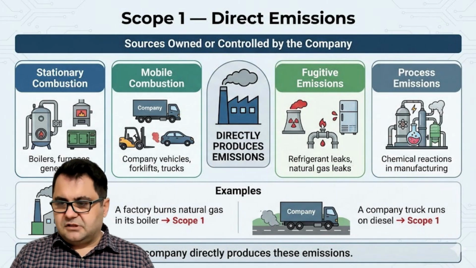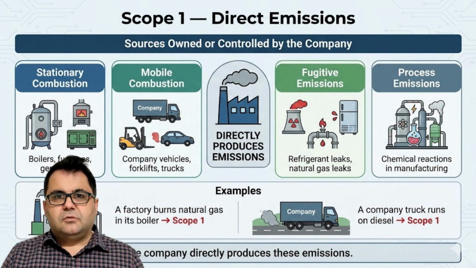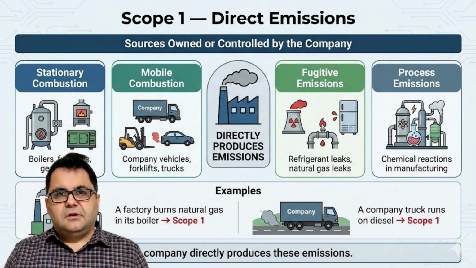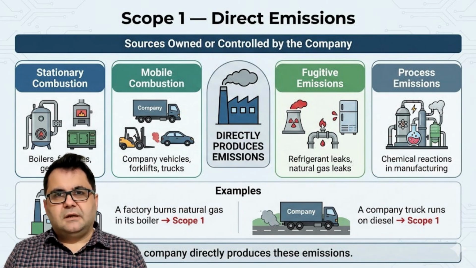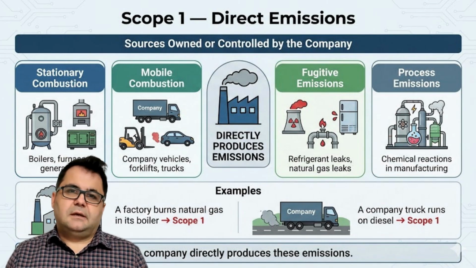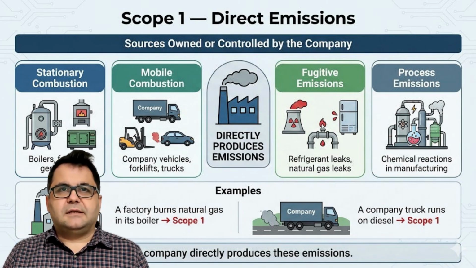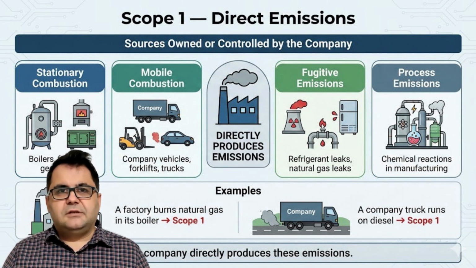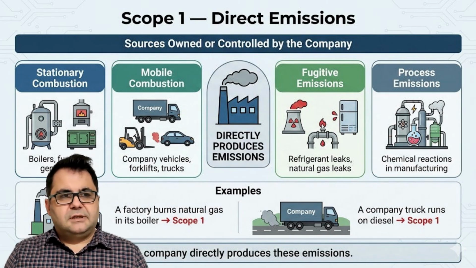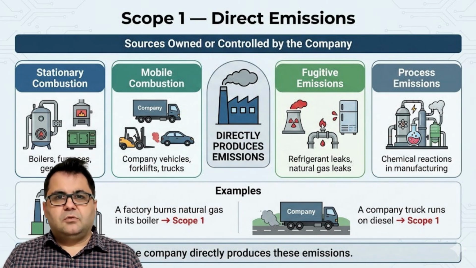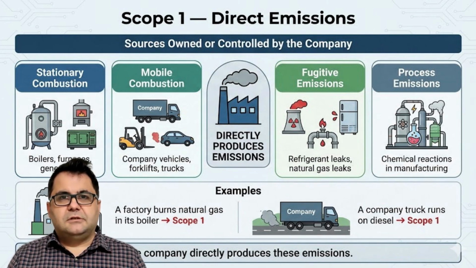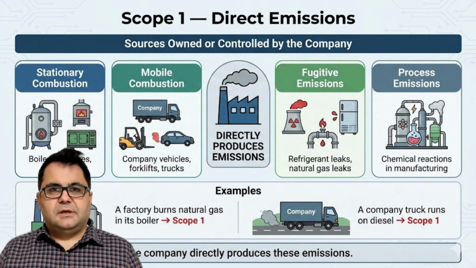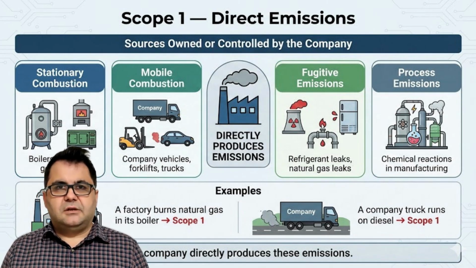Let's break down the 3 scopes. Scope 1 is the most straightforward. These are direct emissions from sources the company owns or controls. If your company has a boiler that burns natural gas, those combustion emissions are Scope 1. If your company owns a fleet of trucks, the diesel they burn is Scope 1. If your air conditioning system leaks refrigerant, that's Scope 1 fugitive emissions. The key test is, does the company own or control the source? If yes, it's Scope 1. In our platform, we'll track each of these categories separately because they require different emission factors and calculation methods.